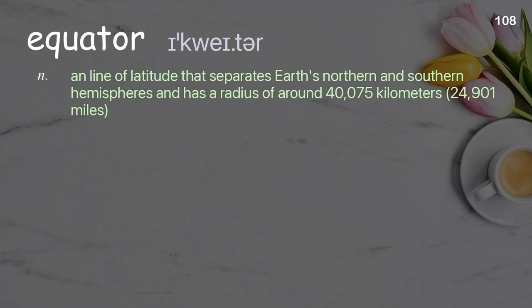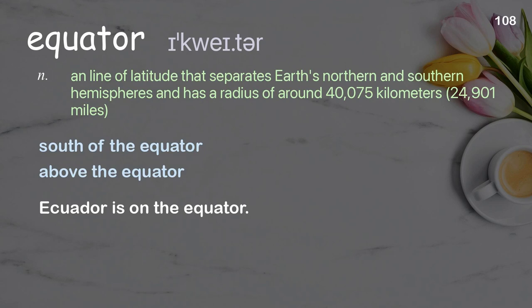Equator. A line of latitude that separates Earth's northern and southern hemispheres and has a radius of around 40,075 kilometers, 24,901 miles. Examples: south of the equator. Above the equator. Ecuador is on the equator.